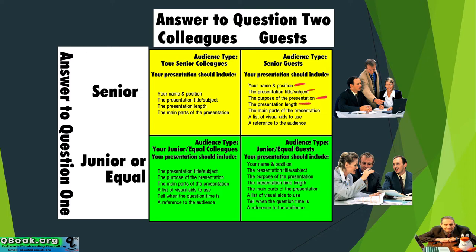You need to tell the presentation length, and then the major parts of the presentation. And then you may have a list of the visual aids you're going to use, and you need to reference the audience. Okay, well, this seems almost the same, doesn't it? Yes, it's almost the same, but a little bit different, especially here. The visual aids you're going to use and reference the audience.